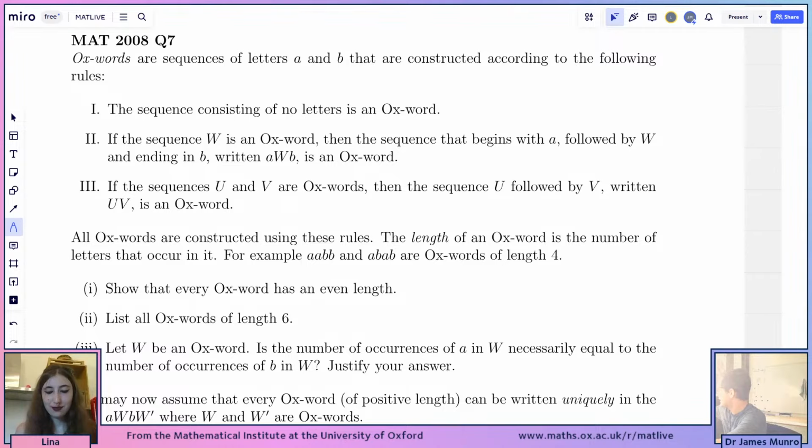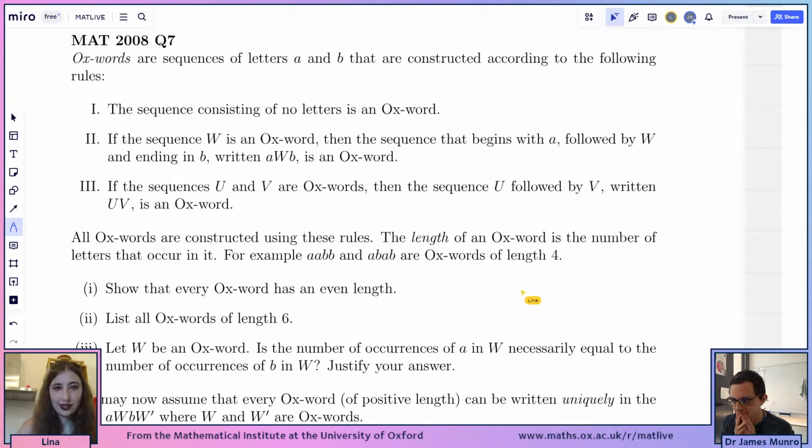Yeah, so like James said, these are all the rules for the Oxwords, and the question first asks us to show that every Oxword has an even length. So a way to approach questions like this is just to look at all the rules for the Oxword and show that if this rule holds, then it must have an even length. So I'm going to approach this like a proof by induction. You'll have a base case, and then you assume something's true, and then show that for the next step, it will be true as well if the previous step was true. And then because it was true at the start, this must then hold.